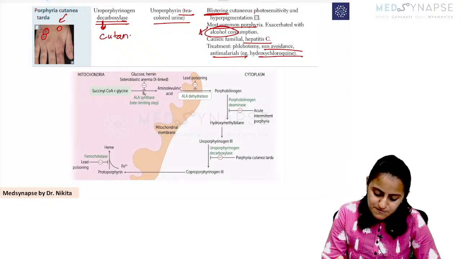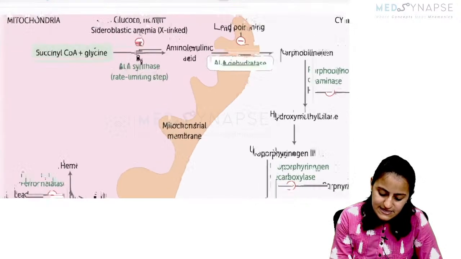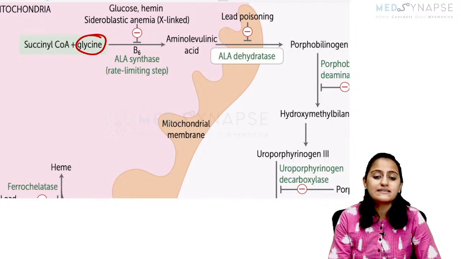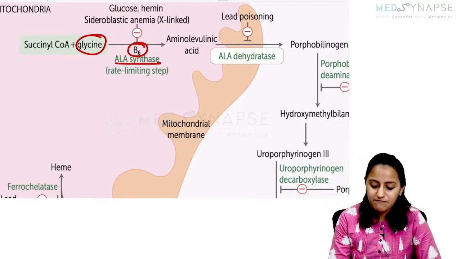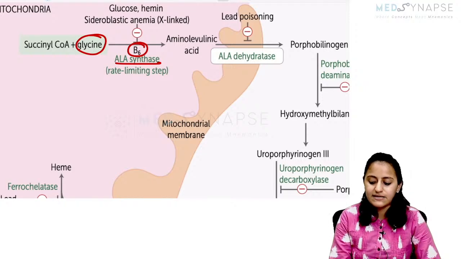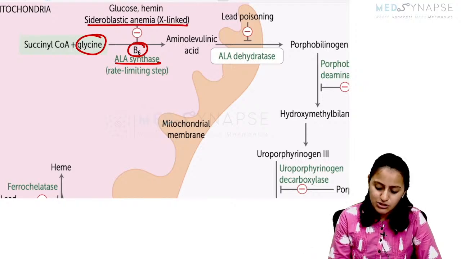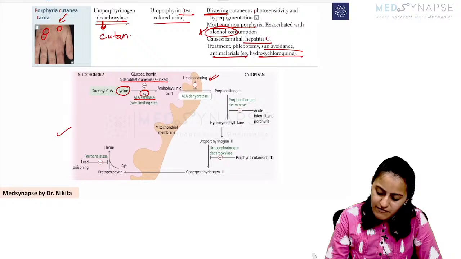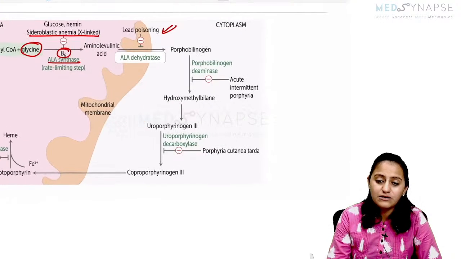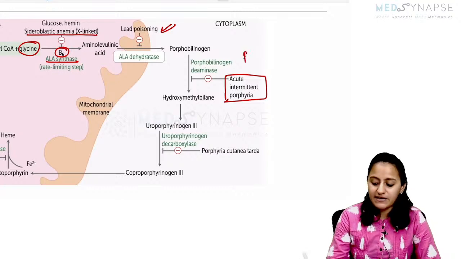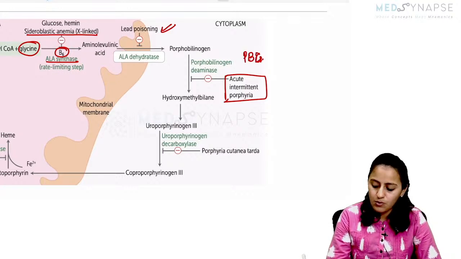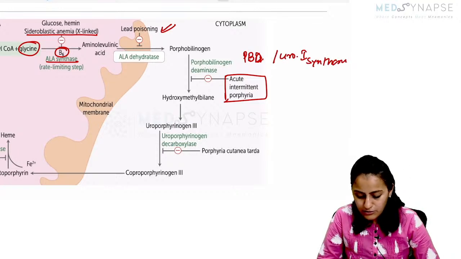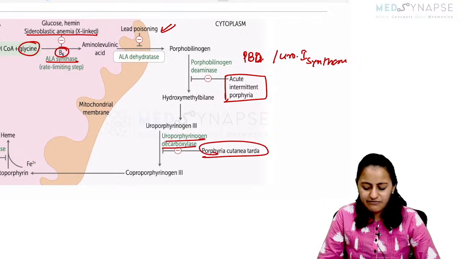Look at this heme synthesis pathway, your snippet from First Aid. Glycine is important for heme synthesis. The rate limiting enzyme is ALA synthase. Vitamin B6 is required for that. When this is deficient, there is sideroblastic anemia, X-linked. Then you have ALA dehydratase, which is inhibited by lead poisoning, and also ferrochelatase, inhibited by lead poisoning. Then you have acute intermittent porphyria, where porphobilinogen deaminase, also called uroporphyrinogen 1 synthase, is affected. Then you have porphyria cutanea tarda, where uroporphyrinogen decarboxylase is affected.